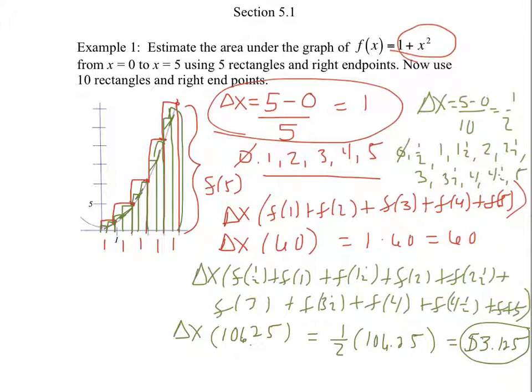So the question would be, how many rectangles do you think that we need to have in order to have the exact number, or the exact area under the curve? And we discussed this and looked at this, and we determined that we needed to have an infinite number. So we're going to get into how to do that.